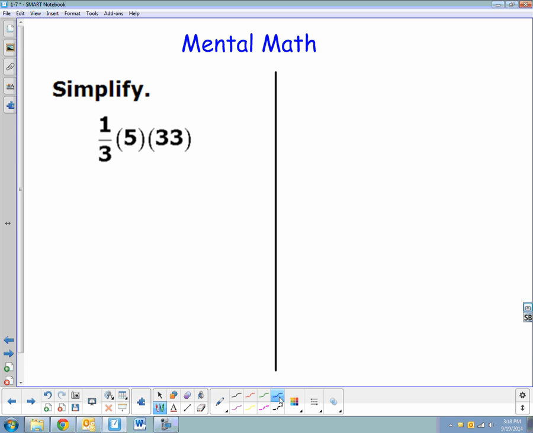a number from there. But if we can remember these properties, if we can rearrange this, and by rearrange I mean let's use the commutative property, and instead of having it 1/3 times 5 times 33, let's switch 33 and 5. We're going to use that commutative property, and we're going to go 1/3 times 33 times 5. And you might think, well, who cares? You're still getting the same result.